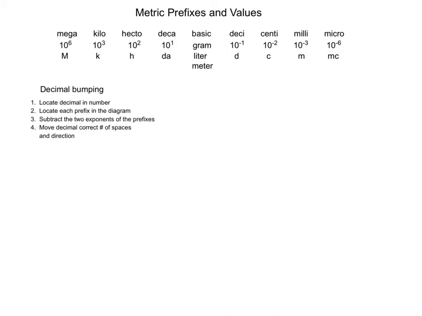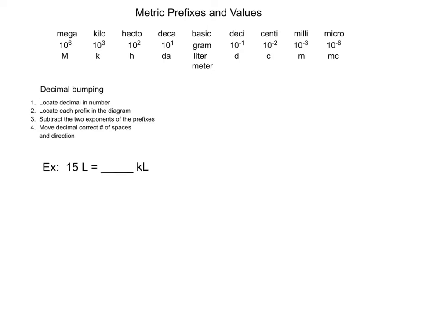So with decimal bumping, you're going to follow 4 steps. The first step is to locate the decimal in the number you are given. In the second step, you're going to locate each prefix in the conversion in the diagram up above. Third step, you're going to subtract the 2 exponents that are related to these prefixes. And then finally, you're going to use that result to move the decimal the correct number of spaces and also the correct direction, which will be determined by step 3. So let's take a look at an example.